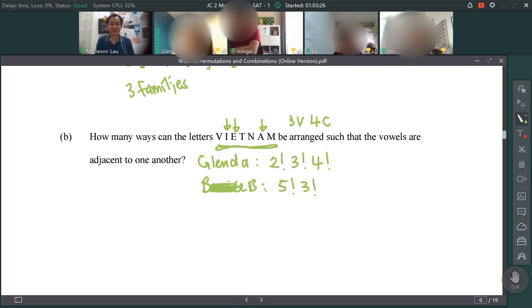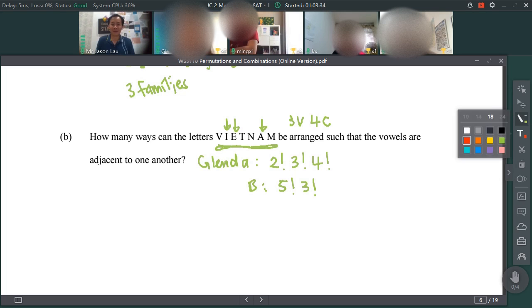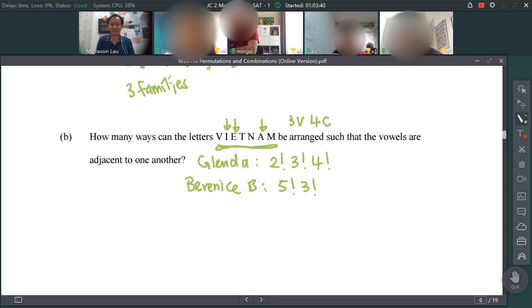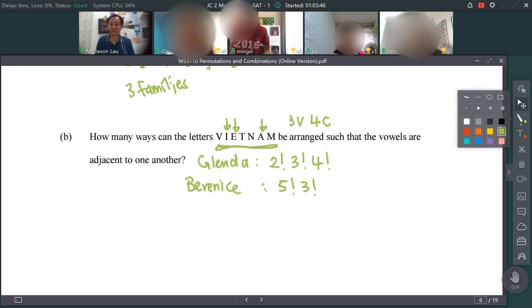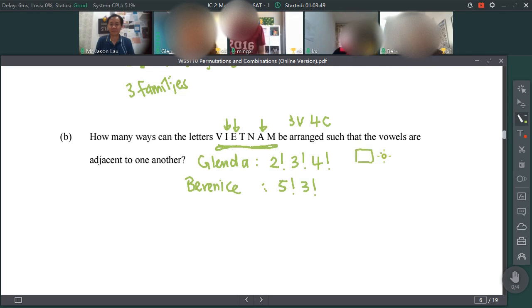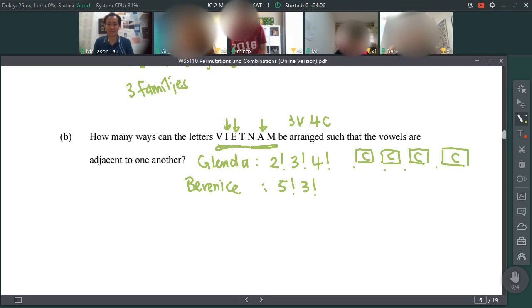Sorry, I changed my answer. It's 4 slots, like 4 boxes. Then in between each box, you have 3 slots to fill in. No, 4 boxes. Then there's 1, 2, 3, 4, 5 options to fill in. Then 1 more dot at the back.